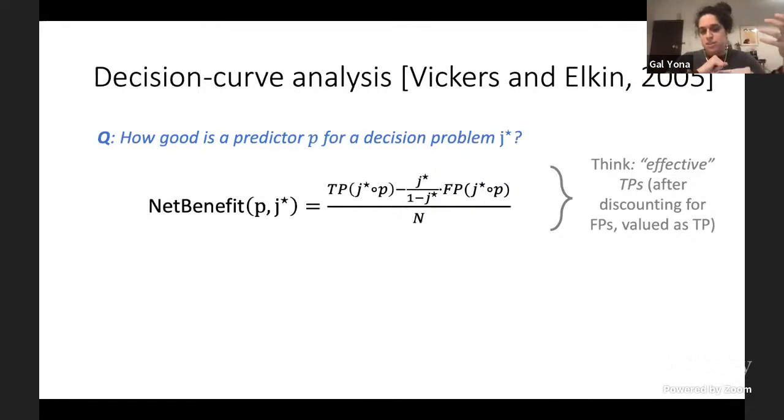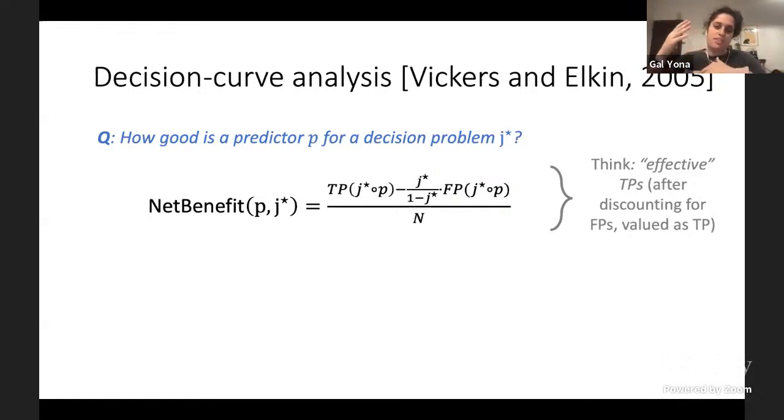The net benefit of using P for a decision problem J star is basically a weighted average of the true positives and the false positive predictions that you're going to make if you'll be using the binary classifier that's obtained by taking P and thresholding it at J star. Again, specifically, this is with the weights of this combination given by P and L from the previous slide.